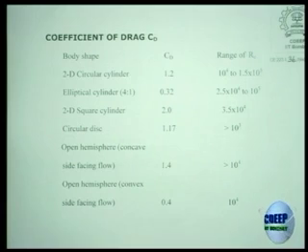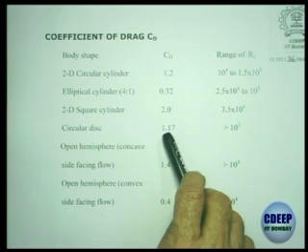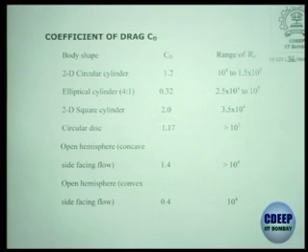Then comes a two-dimensional square cylinder, means cross section is a square. And two-dimensional means long in this direction. And here the coefficient of drag is quite high, 2.0. Circular disc, 1.17. When I say circular disc, it is similar to the circular plate that I showed to you. So the entire drag force is due to your form drag or pressure drag, no viscous drag, very little. Now, open hemisphere. Hemisphere, you can understand a cup. Open means it is not blocked totally, it is like an empty cup. Now, this is the direction of flow.